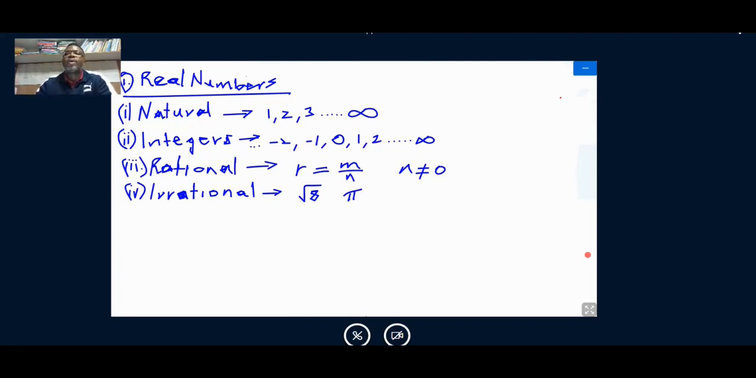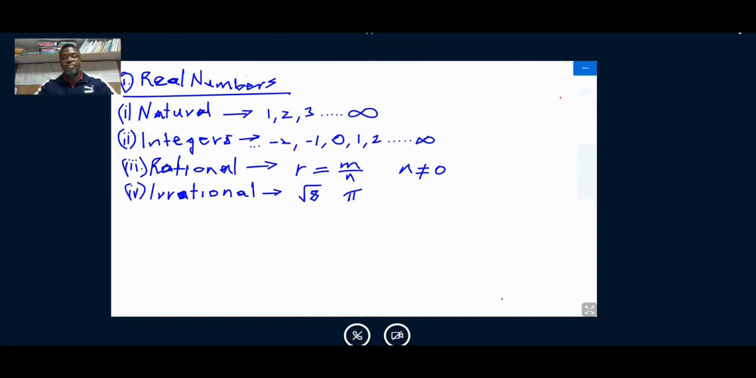Number 2, we have integers. Integers is a combination of negative and positive numbers. They start from negative, they run to positive, passing through 0. So you can imagine that is numbers that go to infinite on the negative side and they go to infinite on the positive side.